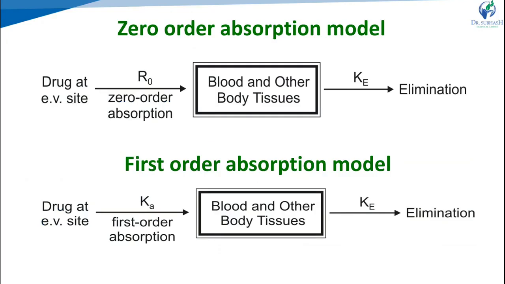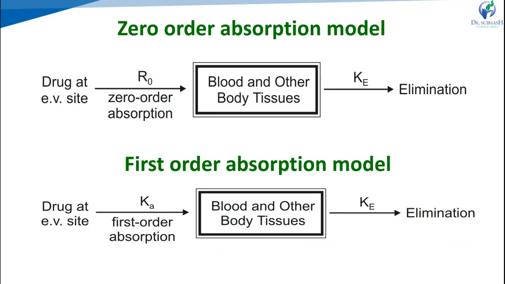So for the one compartment open model extravascular, there are two possibilities. They may follow the zero order absorption model, which is similar to what we have to see in the constant rate IV infusion. The drug at the extravascular site reaches the blood and other body tissue, and at that time the absorption phase follows the zero order absorption process.